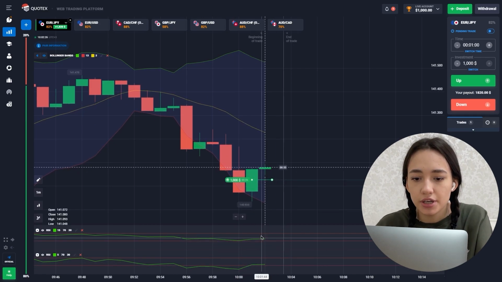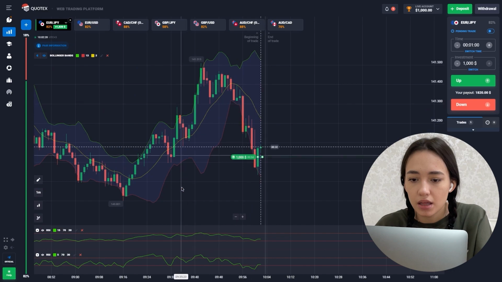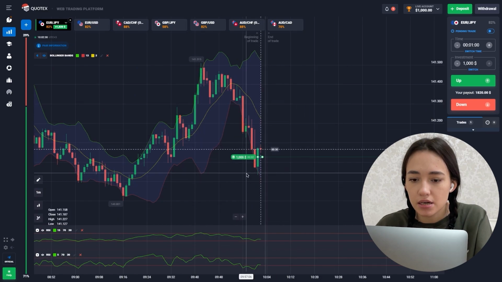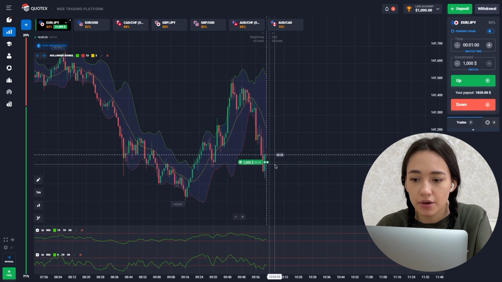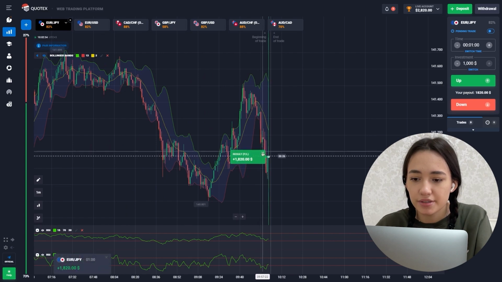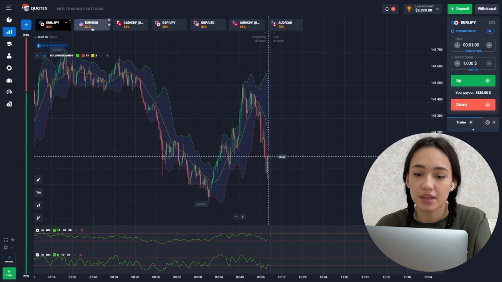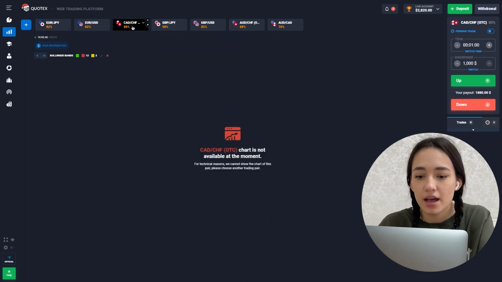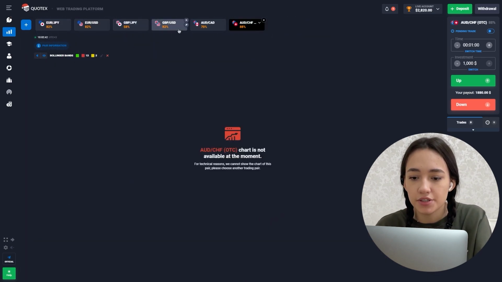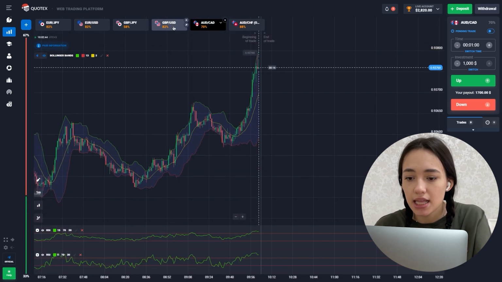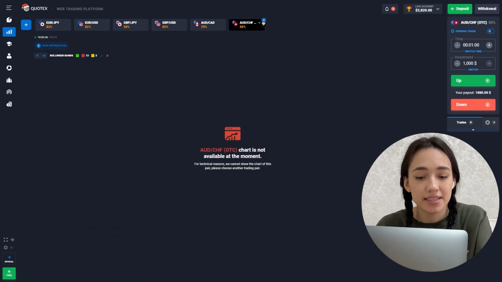The touching happens. That is, the signal has worked out. So the first deal is closed in the black. There are $820 in my balance, and let's continue and open the next deal.